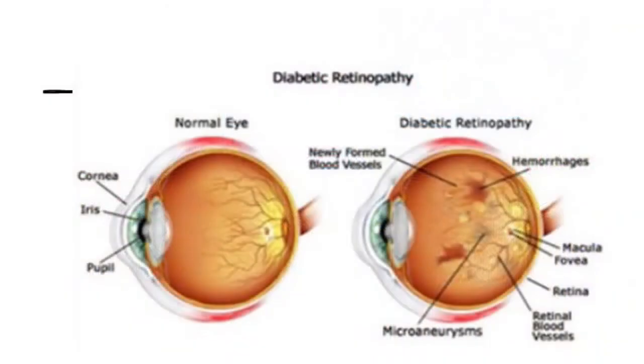And so this is also a diagram showing diabetic retinopathy. To my left is the normal eye, and to the right is the diabetic retinopathy. You can see the hemorrhage here. Diabetes causes hemorrhage in the retina, which can lead to blindness.